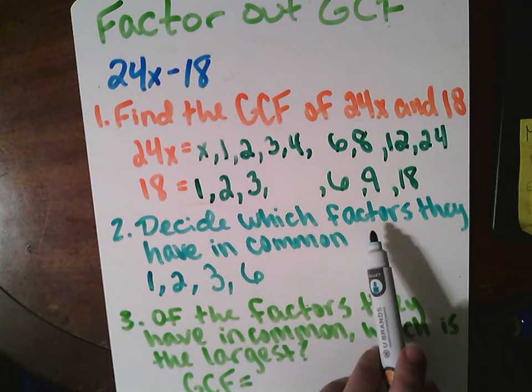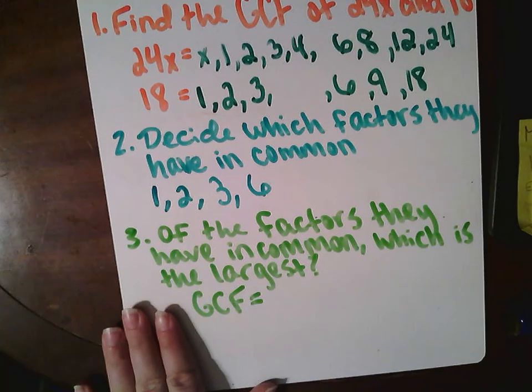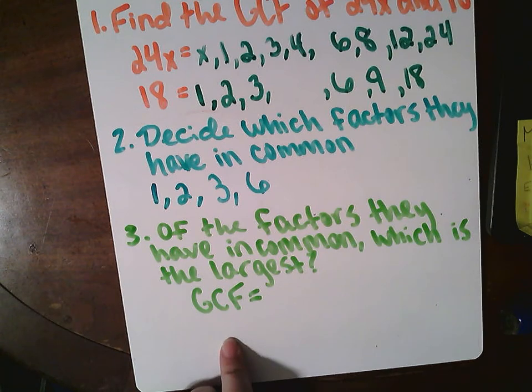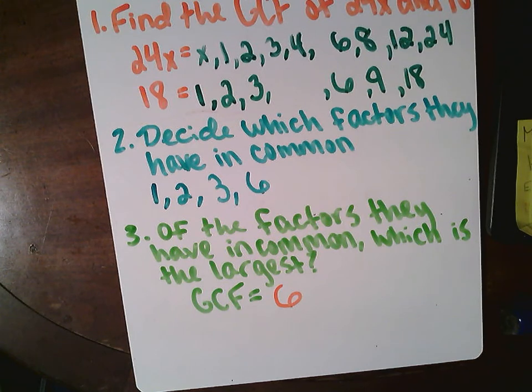So the only factors that 24 and 18 have in common are 1, 2, 3, and 6. So those are my factors that I can pick from in step 3. Step 3 says, of the factors that they have in common, so that's 1, 2, 3, and 6, which one is the largest? Well, the largest factor that they share would be the biggest number, 6. So my greatest common factor for this problem is 6. And now that we have that, we can go ahead and move on to the problem itself.